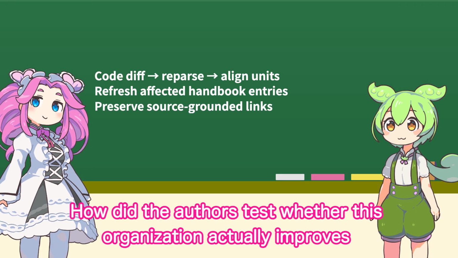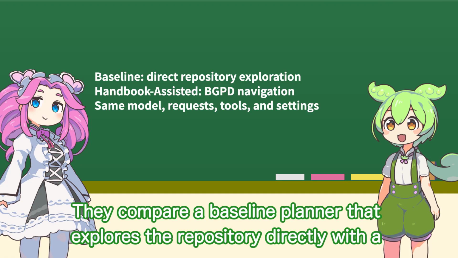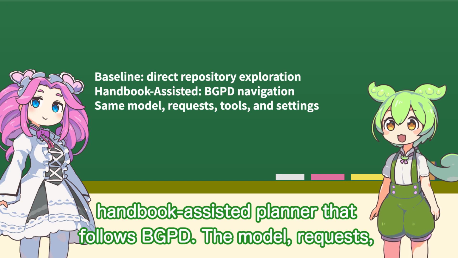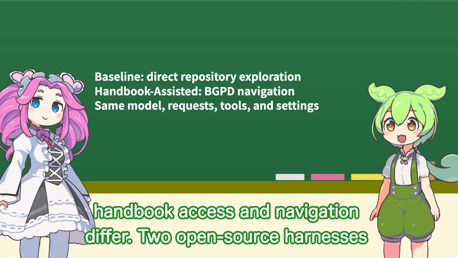How did the authors test whether this organization actually improves planning? They compare a baseline planner that explores the repository directly with a handbook-assisted planner that follows BGPD. The model, requests, repositories, tools, and decoding settings are held constant. Only handbook access and navigation differ.